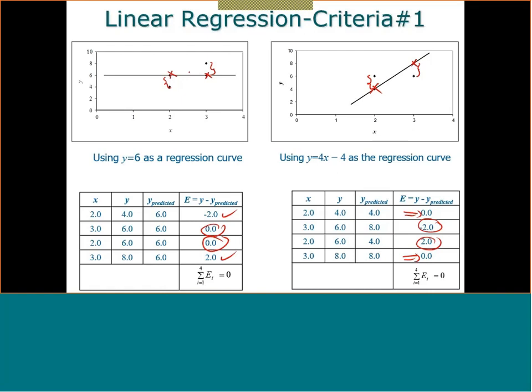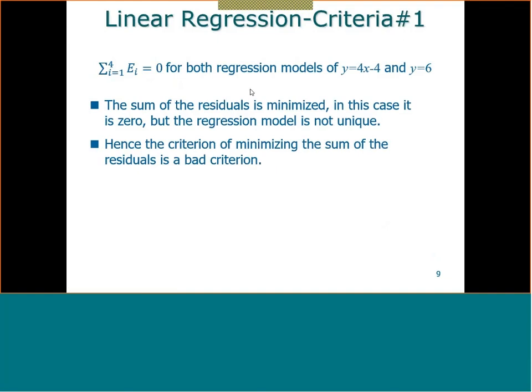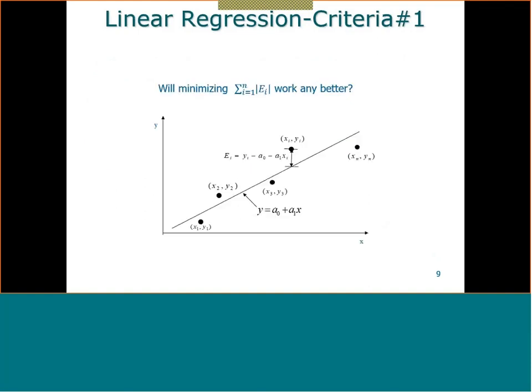The point here is that I have scattered points, so there is no way I can have a linear model that fits all of them. So there is no way the absolute error will be equal to 0 in any practical numerical problem. But let's see what we will get. Here, as I said, the sum of the residuals is minimized. However, we don't have a unique answer, and clearly that's not the best solution.